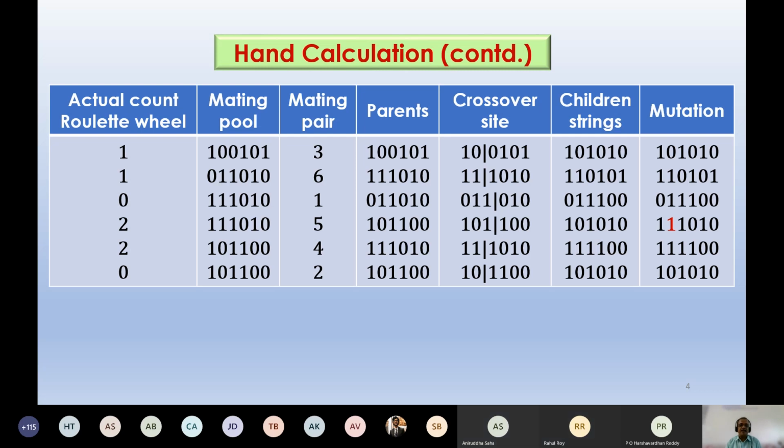Sir, one at a time. How can we decide the optimal number of generations? How many generations to use? I'm going to discuss that. Just wait a little bit. After a few minutes, I'm going to discuss.